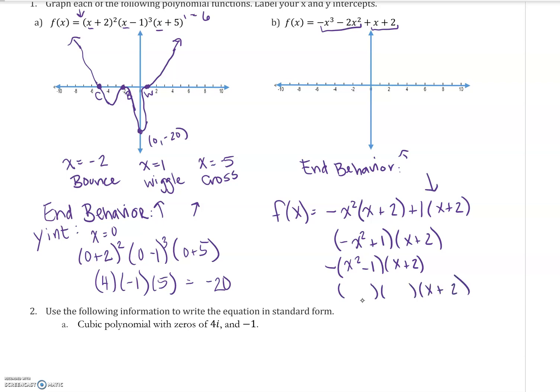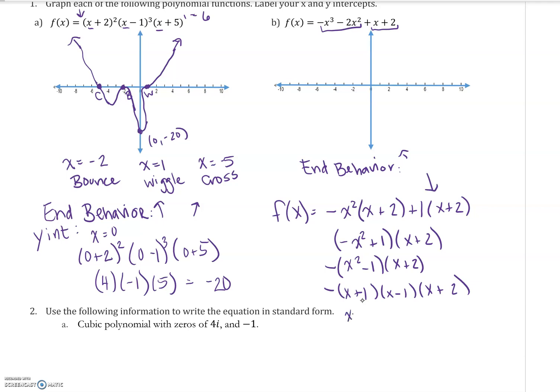If I factored x squared minus 1, I take the square roots of each. So the square root of x squared is x. The square root of 1 is 1. One gets a minus sign, or a plus sign, one gets a minus sign. And again, we still have the negative out in front. Okay. So now I can very clearly see where my x-intercepts are.